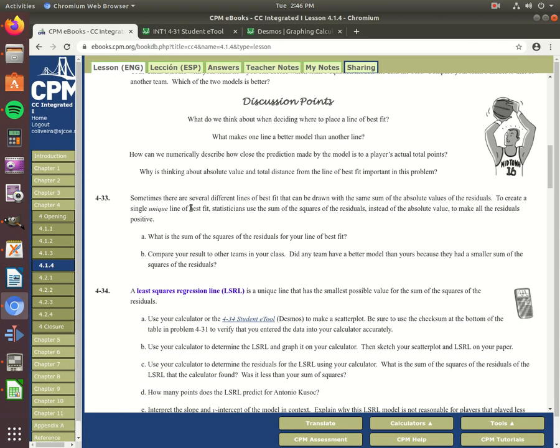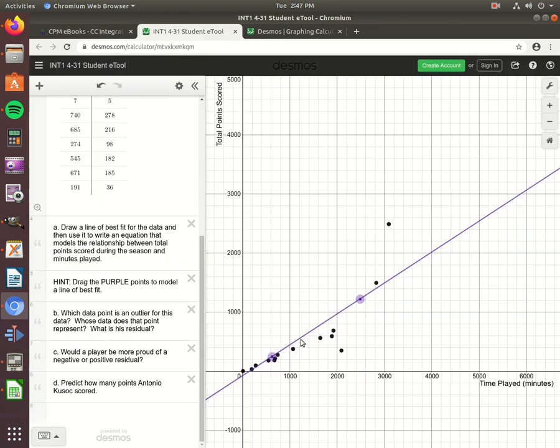It says, sometimes there's several different lines of best fit that can be drawn with the same sum of absolute values of the residuals. So I think a good argument would be, look, let's just add up the residuals and see who has the smallest residuals, and that'll be the winner. However, that isn't exactly how we're going to do this.